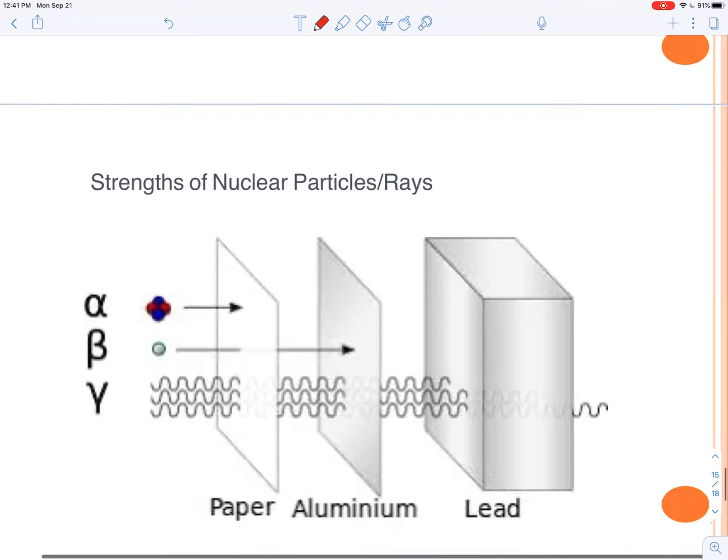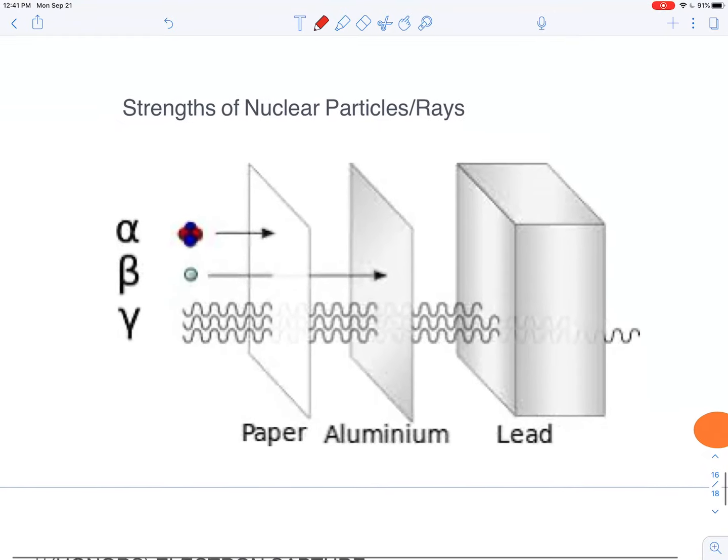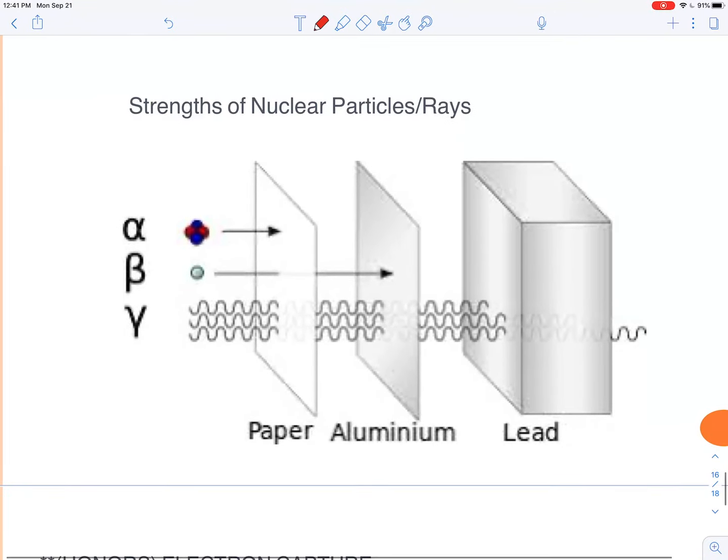Alright, last thing I want to cover is how strong are these different types of radiation. So alpha decay is very weak. It can be stopped by paper. So your skin will definitely stop any alpha radiation. Beta radiation, or beta rays, will be stopped by a sheet of aluminum foil. And then to stop gamma rays, these are the most harmful, you're going to need several centimeters of lead.